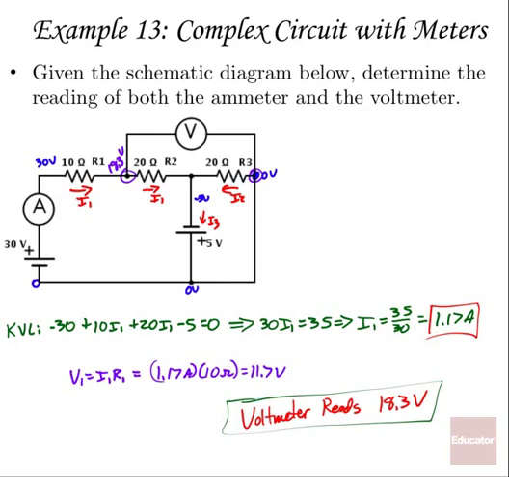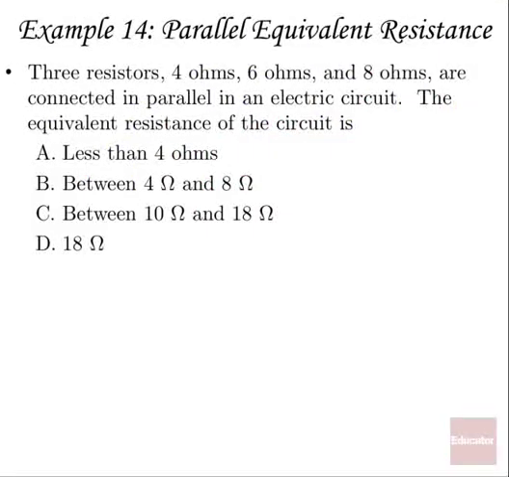All right, let's take a look at one more nice simple problem to round this out. 3 resistors, 4 ohms, 6 ohms, and 8 ohms, are connected in parallel in an electric circuit. The equivalent resistance of the circuit is, well, right away, if they're in parallel, I know that my equivalent resistance must be less than 4 ohms. Oh wait, there's our answer right there, less than 4 ohms. All of our other choices are larger than 4 ohms. Very little thinking required, just knowing that formula and a couple facts.